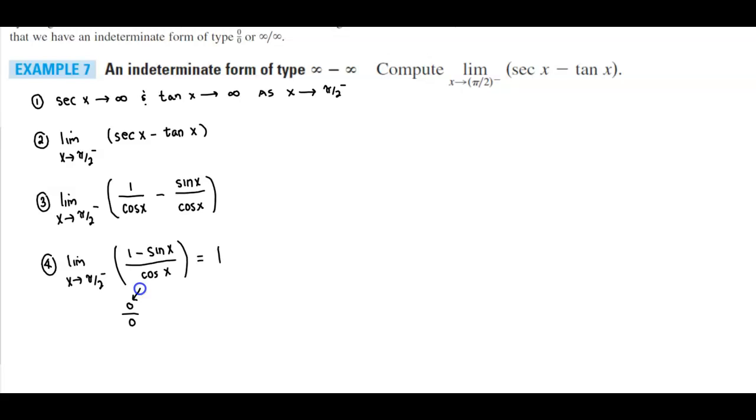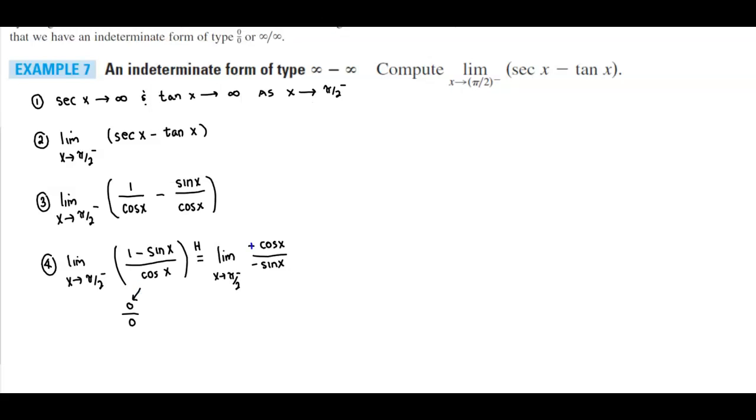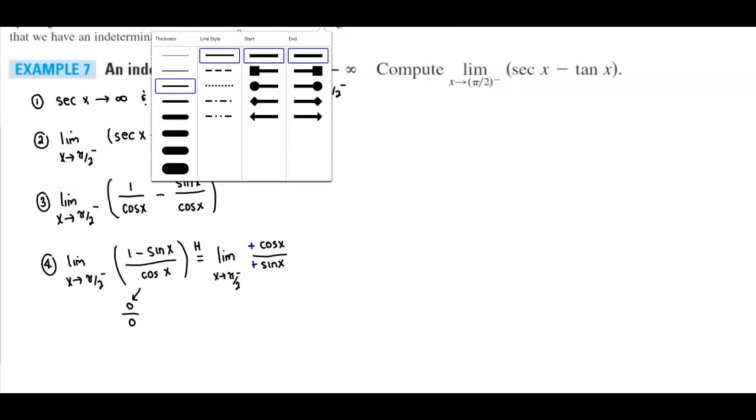So now we want to find the limit using L'Hopital's rule as x is approaching pi over 2 from the left. We take the derivative of the numerator. Negative sine of x becomes negative cosine of x. And the derivative of cosine of x is negative sine of x. So we know that that negative divided by that negative is going to make that a positive.